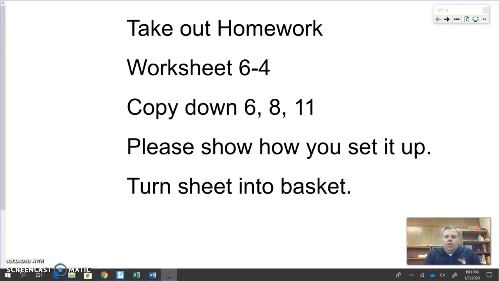Please take out your homework. It's worksheet 6-4 from yesterday. Would you please pass out one of the mini sheets up front in the basket? Students, please copy down problems number 6, 8, and 11. Show me how you set it up and answer it on that sheet, and then turn that sheet into the basket. Please pause the video so that students can fill out the mini sheet and put it in the basket. And when you come back, I will have answers for you when everyone is done.